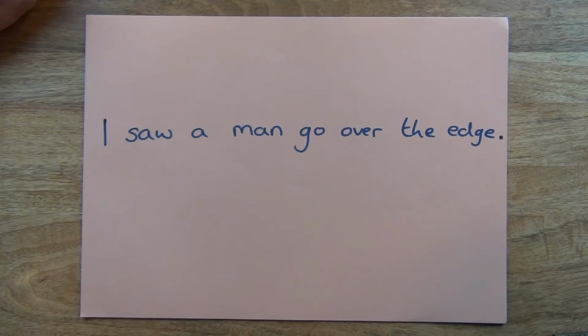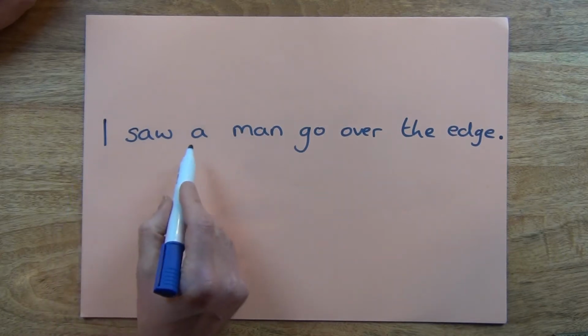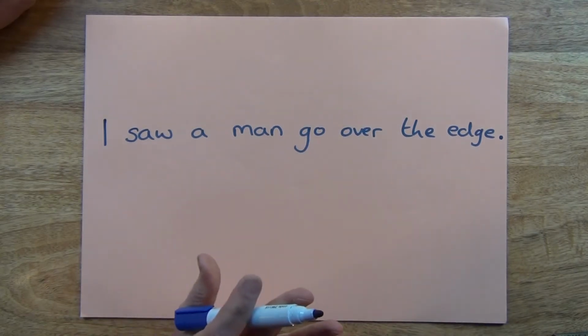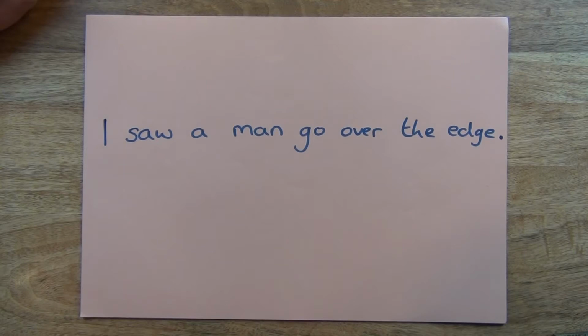Okay, first I'll read the sentence saying each word separately with no linking between words. Listen to this. I saw a man go over the edge. Okay, it just doesn't sound good and it doesn't sound natural. It's not how we speak naturally.